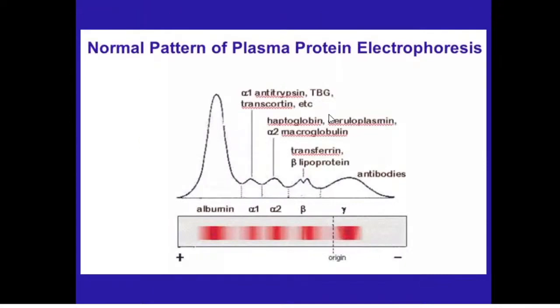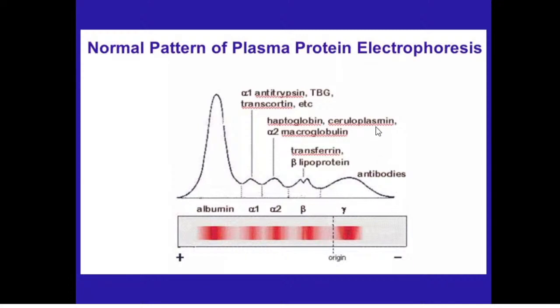By this method, we can separate on the paper, for example, or on the agar gel, proteins of blood to 5 fractions. The highest quantity, of course, is albumin. Then we can see fractions that are named alpha 1, alpha 2, beta, and gamma globulins.